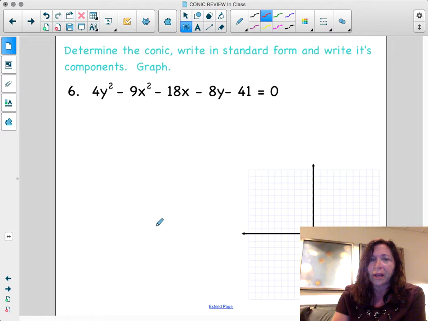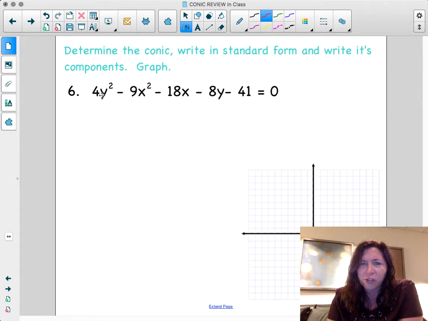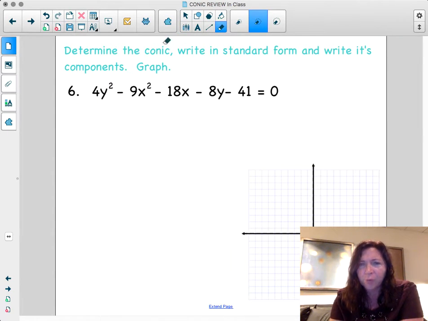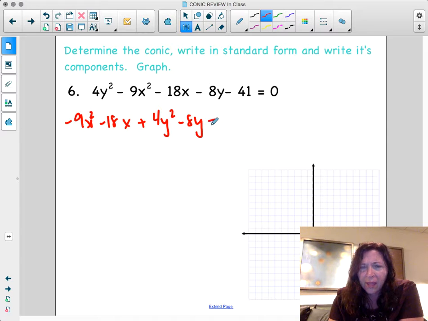All right. Determine the conic and write it in standard form. This right here is a hyperbola because you have two squared terms and you have one negative sign. So we're going to complete the square probably at least once. Let's group these, and I'm going to group the x's together. So I have negative x squared minus 18x. Now I'm going to group my y's: plus 4y squared minus 8y is equal to 41.